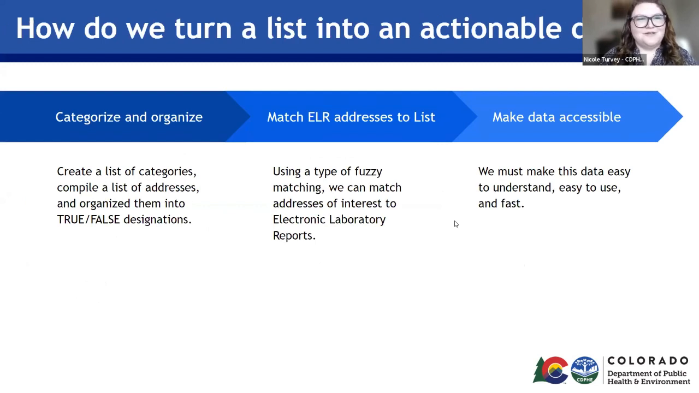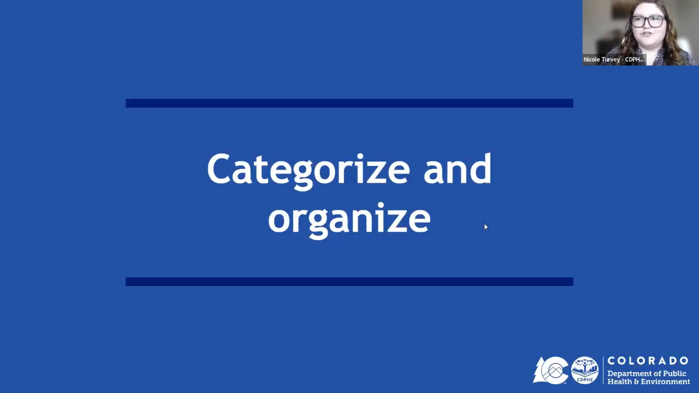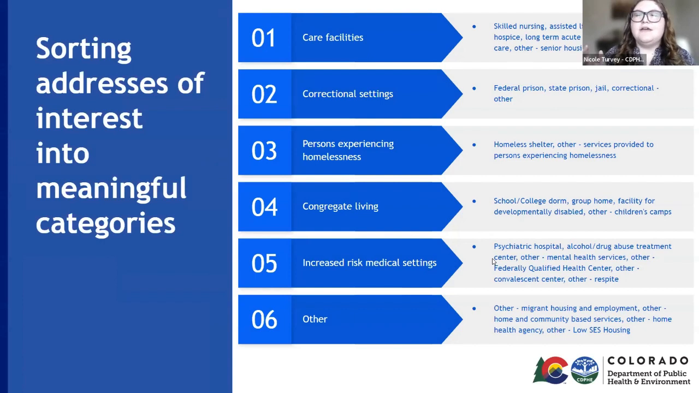And so then the next question we had to ask ourselves is, how do we turn this list of 3,000 addresses, which I don't think we ever thought it would get that large, into an actionable data set? And we started to categorize and organize. Then we needed to match them back to the ELR addresses, and then make that data accessible and think about who we're sharing this data with. So for the categorization and organization, organically, we wound up with about 6 different data sections or categories.